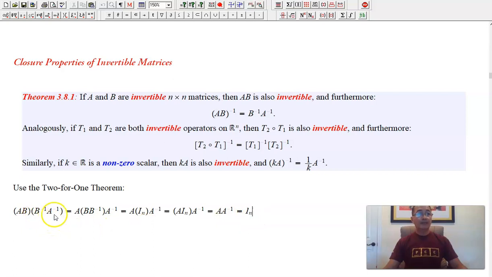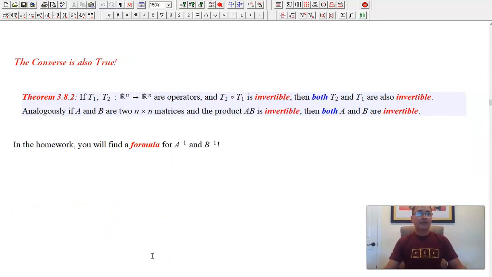So therefore, B inverse A inverse has to be the inverse of AB by the 2-for-1 theorem. The converse of this theorem is also true. If T1 and T2 are operators and the composition is invertible, it is both 1-to-1 and on-to, then both T2 and T1 are invertible. And analogously, if their corresponding matrices A and B are n by n matrices and the product A times B is invertible, then both A and B had to be invertible.